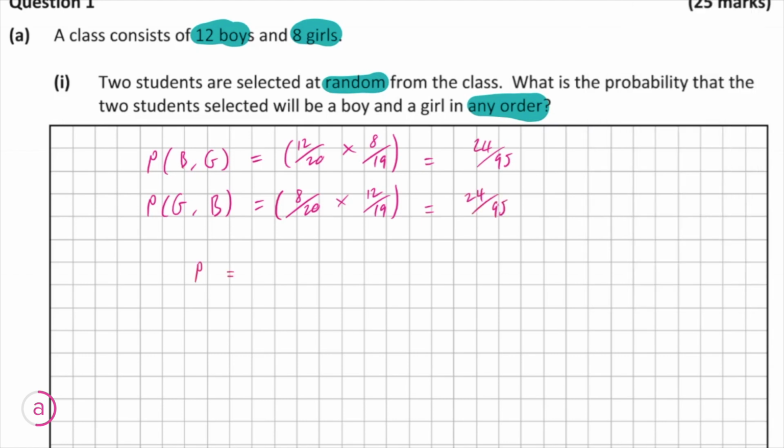So the total probability, which we're just going to call P, is equal to 24 over 95 plus 24 over 95, which is 48 over 95. So that's our final answer, and there's no reason to really convert this into a decimal, although you can if you want to. So that's part A part 1, and that's worth 10 marks.